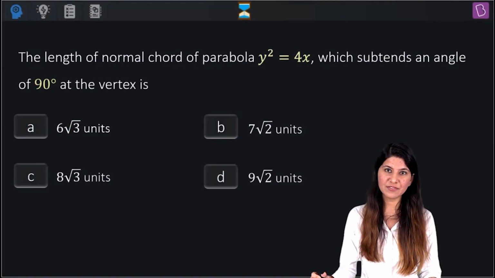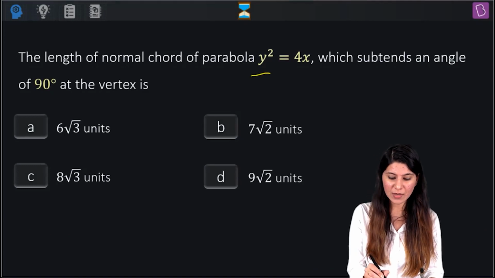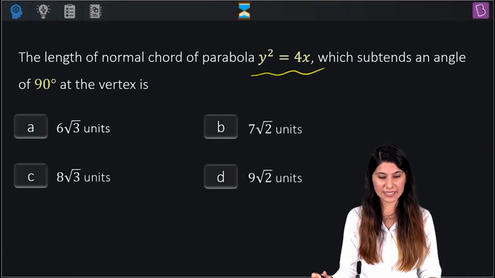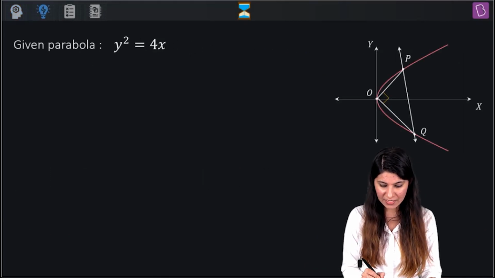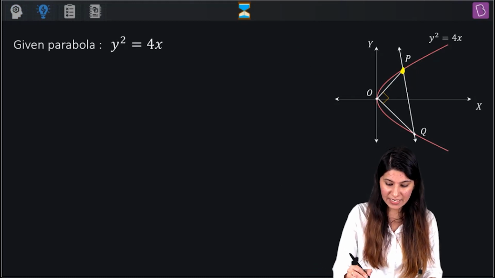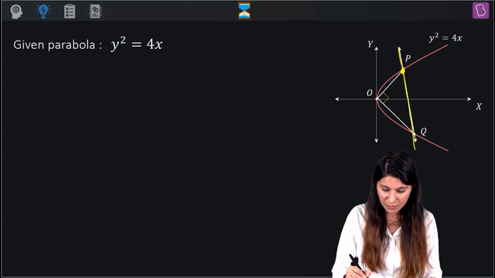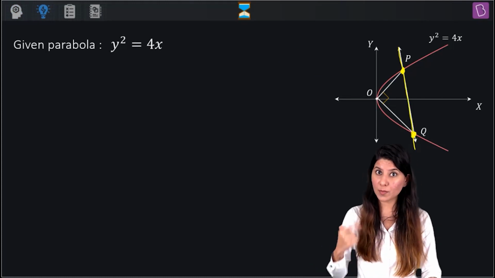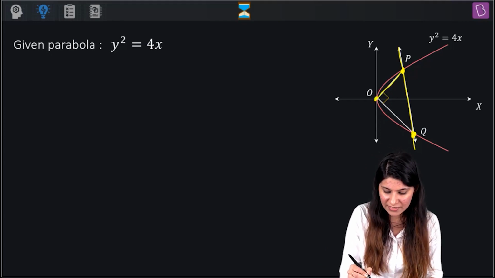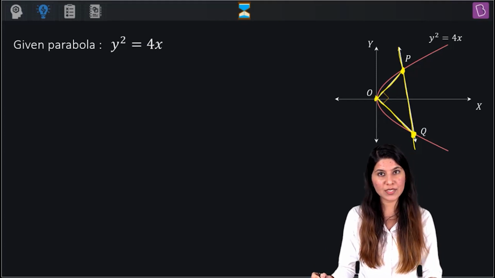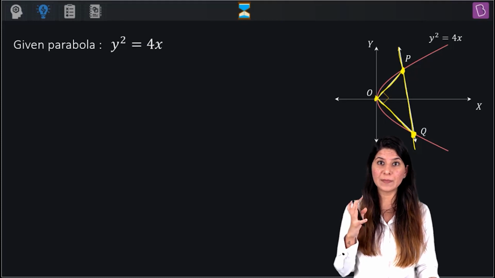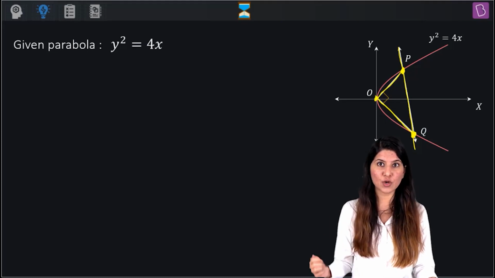In this question, we need to figure out the length of the normal chord of the parabola y square is equal to 4x, which subtends an angle of 90 degrees at the vertex. Okay. So basically this being your parabola and the normal at point P is there such that this cuts the parabola at another point Q, PQ being your chord, the normal chord at P, and this chord subtends 90 degrees at the vertex. That means this angle POQ is what? 90 degrees. Okay, cool. So basically there are 2 points involved. We need to apply mathematical conditions for these two geometrical conditions.